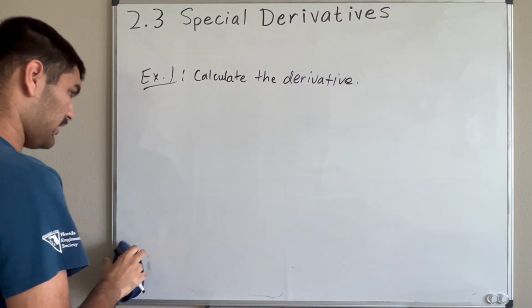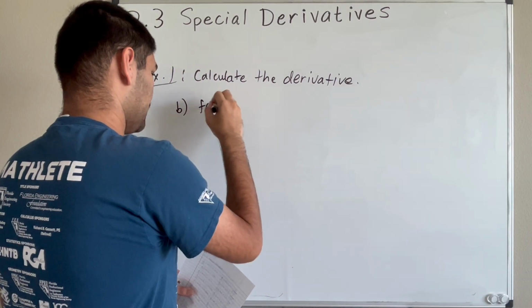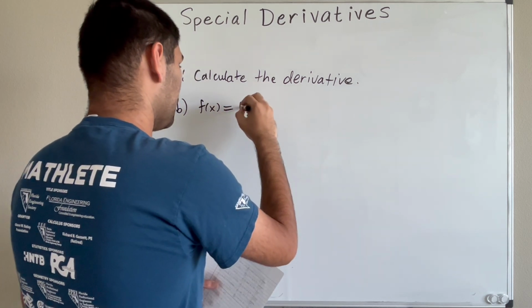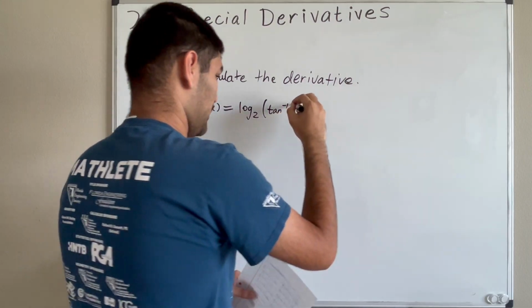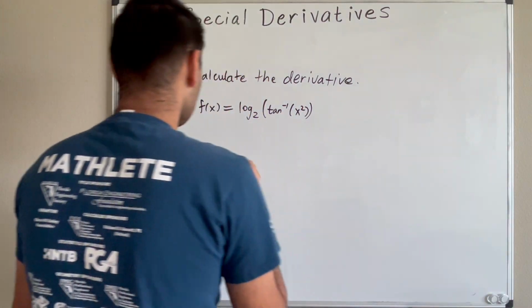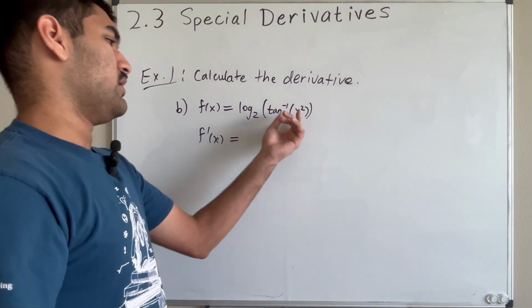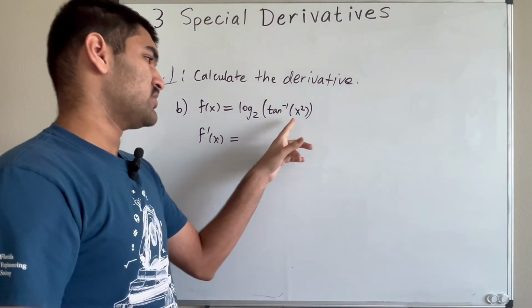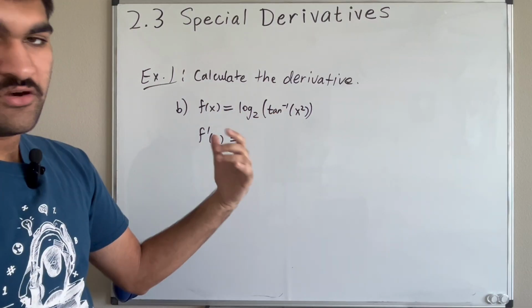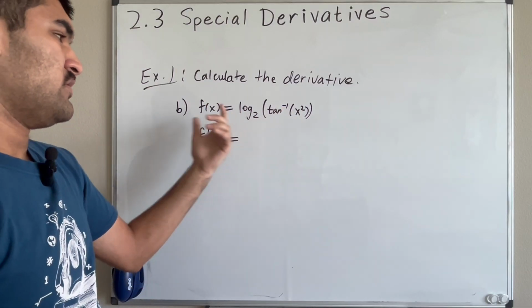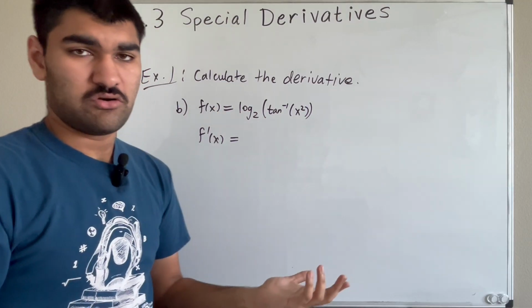So now we have a slightly trickier one. We're going to let f of x be log base 2 of the inverse tangent of x squared. Okay, and we want to find f prime. Note that this is really just a composition of 3 functions. First, our most inner function is x squared, then our second inner function is inverse tangent, and then our outside function is log base 2. So clearly we have to use the chain rule.